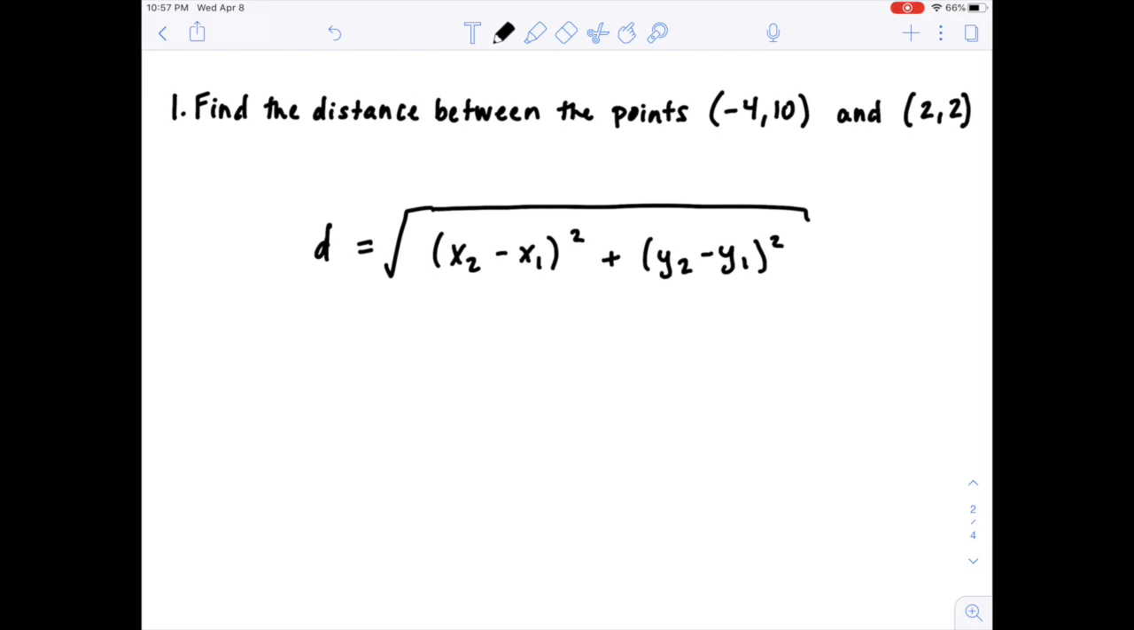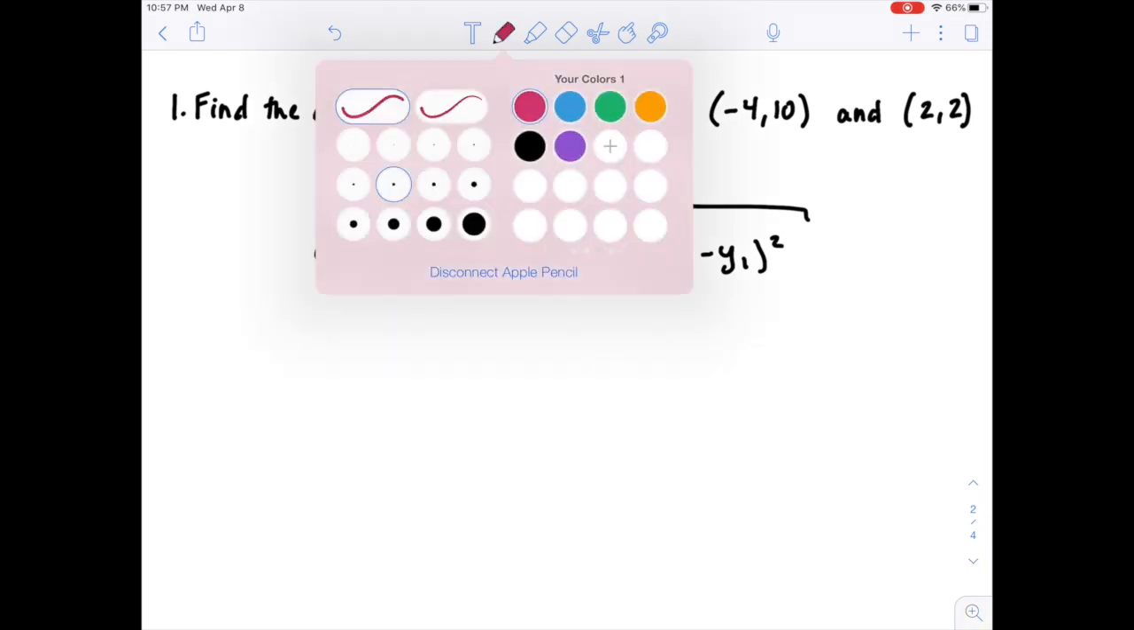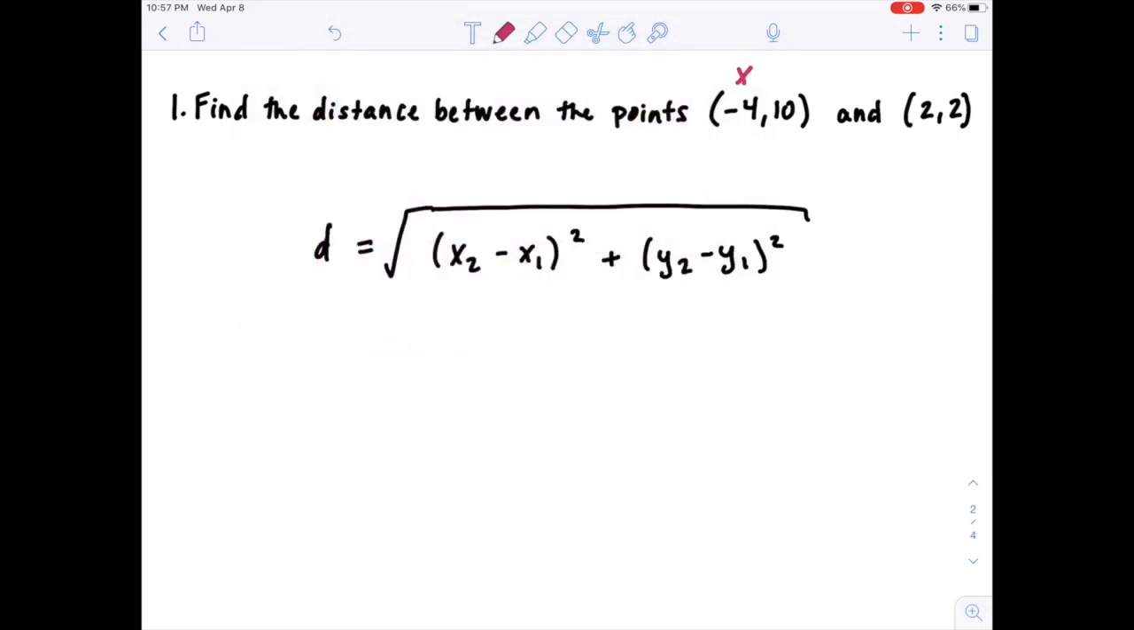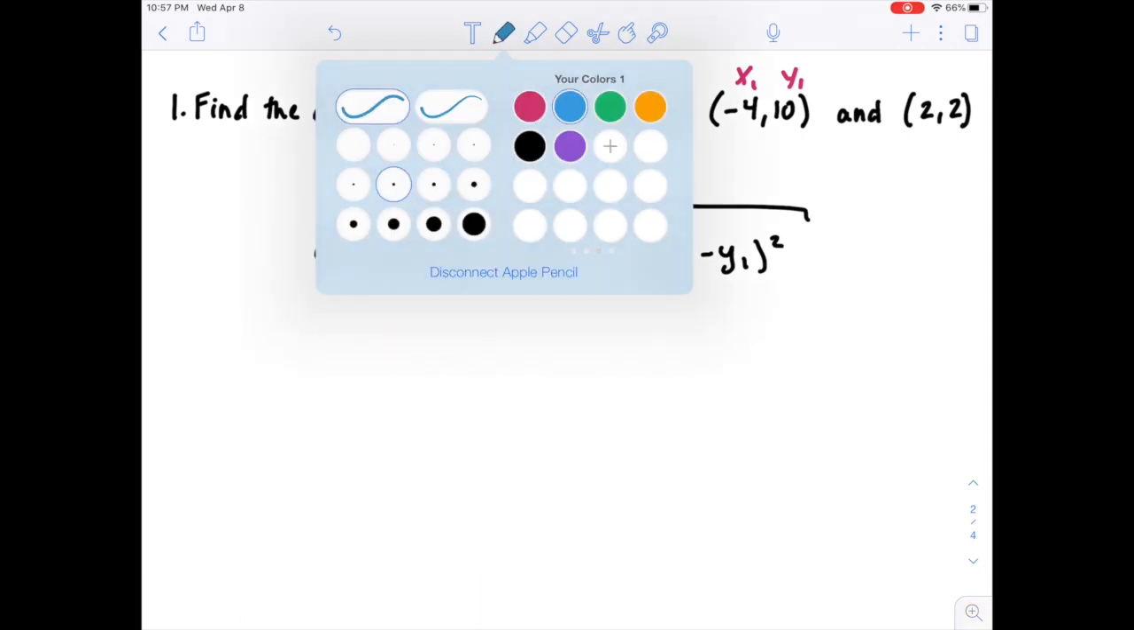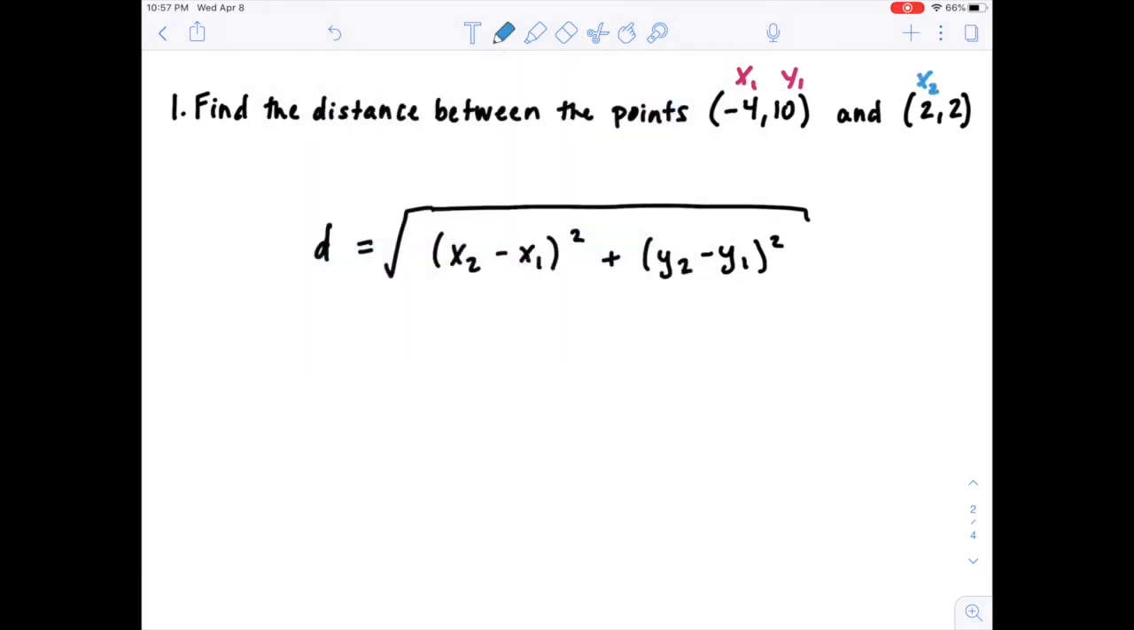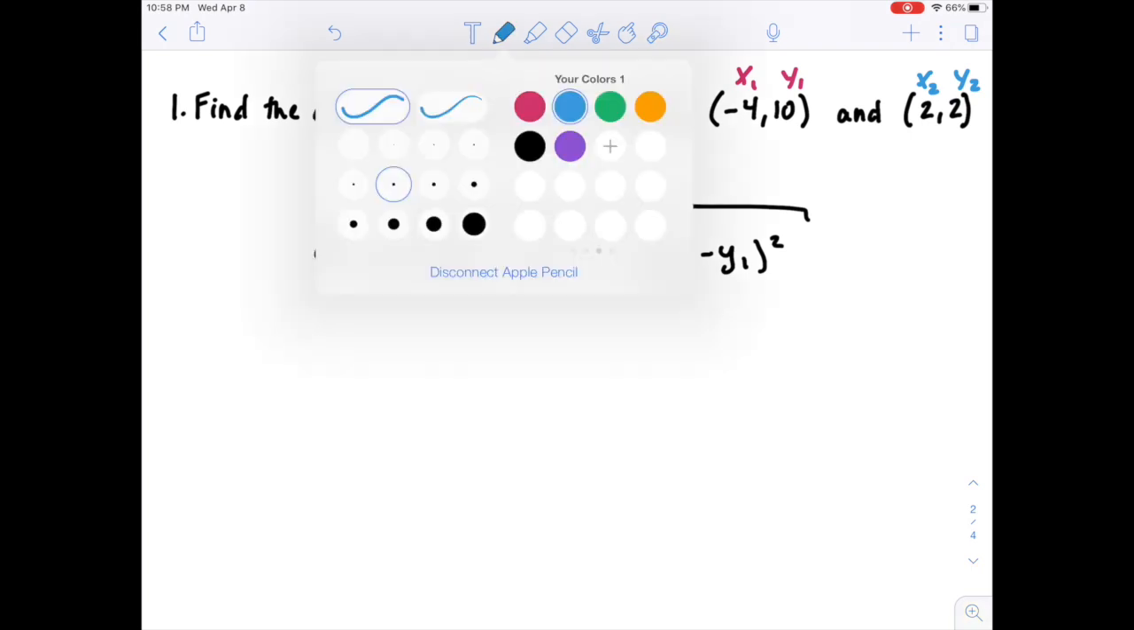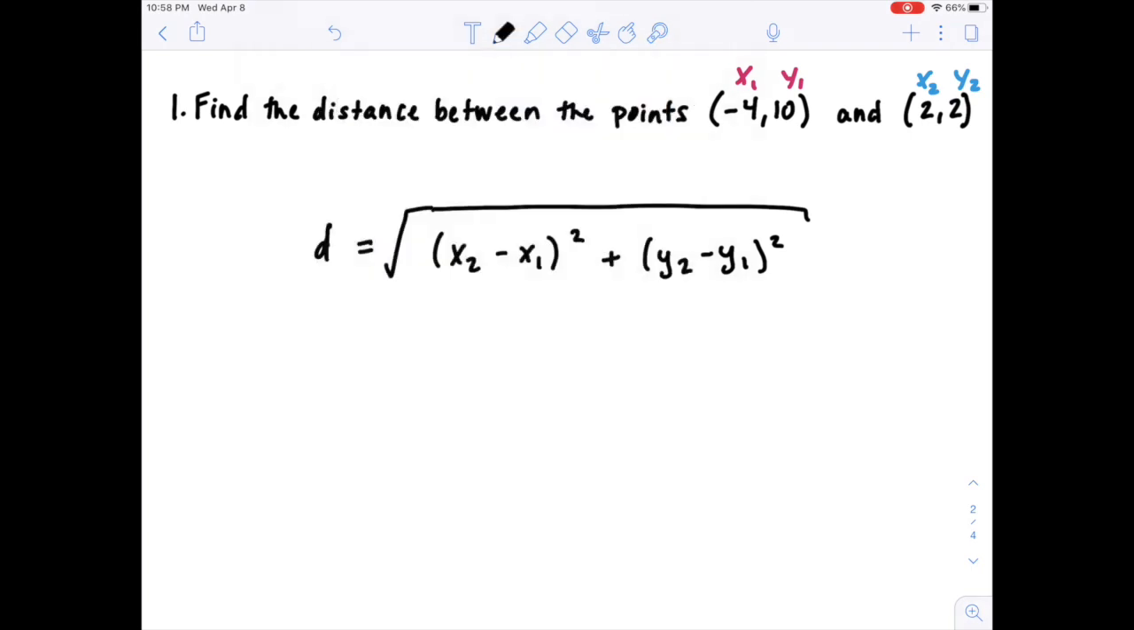So let's pick our points. I'm going to pick this first point to be x1, y1. And I'm going to pick the second point to be x2, y2. And then I just need to plug those into the formula. If you have the points reversed, so you picked this one to be x2, y2 and this one to be x1, y1, that's also fine. It will work out just the same as long as you're consistent throughout the whole problem. But I'm going to do it this way.